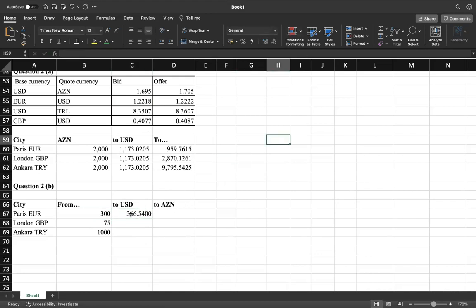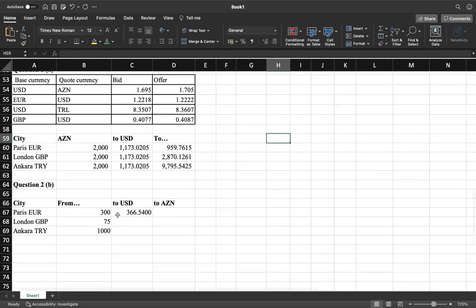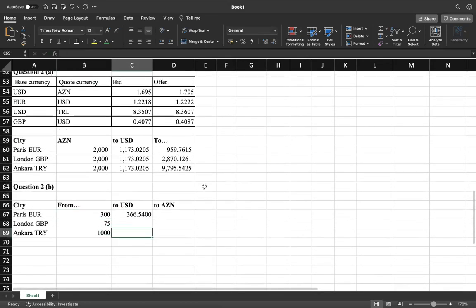Again, I'm explaining. I have euro here, 300 euro, and I want to buy USD. I am selling my euro and buying USD. I don't have base currency of USD to euro. Instead, I have euro to USD. So it means I can use the logic of I am selling my euro at which rate? Bid rate, because bank will buy euro at bid rate from me and sell to me at offer rate.